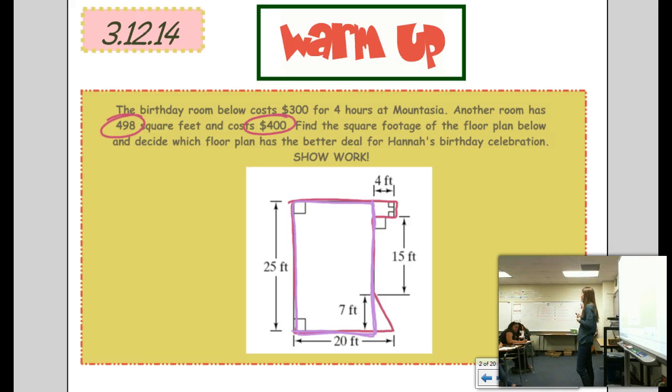Where did 16 come from? 20 minus 4. Look straight above, it's 4. Very good. So this one is 16 by 25. Okay, so we're doing good.